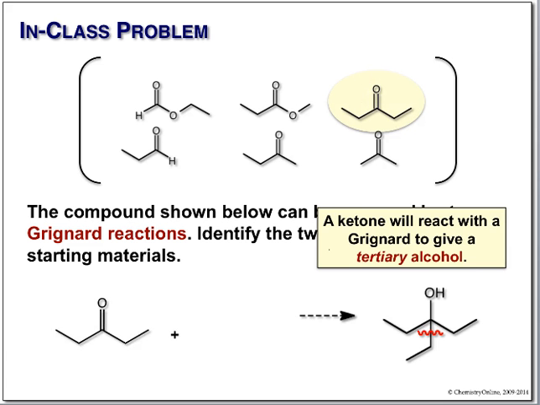All we need to do is take a 2-carbon Grignard and add it to that carbonyl carbon. The 2-carbon Grignard would be ethyl magnesium bromide. All right, the other one.